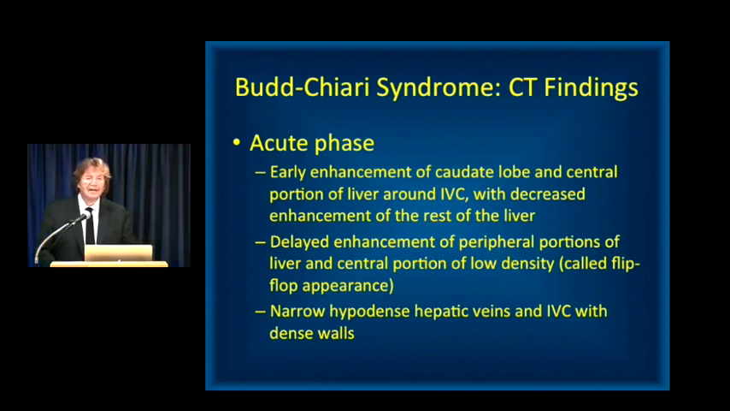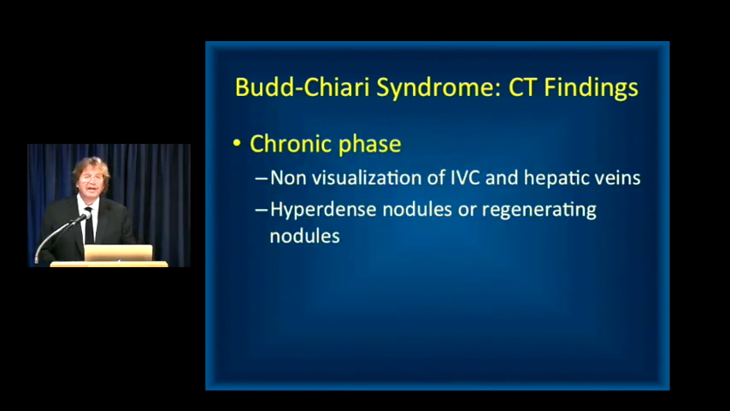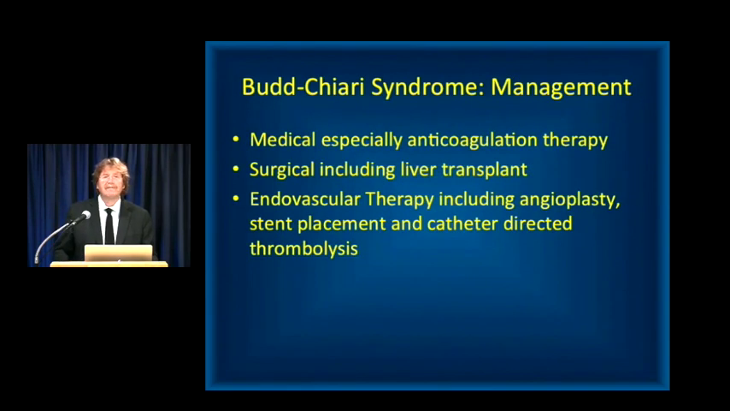And again, the hepatic veins and IVC may be small or poorly seen and hypodense. In the chronic phase, the IVC and hepatic veins may not be visualized, they may be occluded, and again, these hyperdense or regenerating nodules may be seen. With Budd-Chiari, depending on the situation, medical management with anticoagulant therapy can be done. Patients with long-standing Budd-Chiari or fulminant Budd-Chiari may need nothing short of a liver transplant.